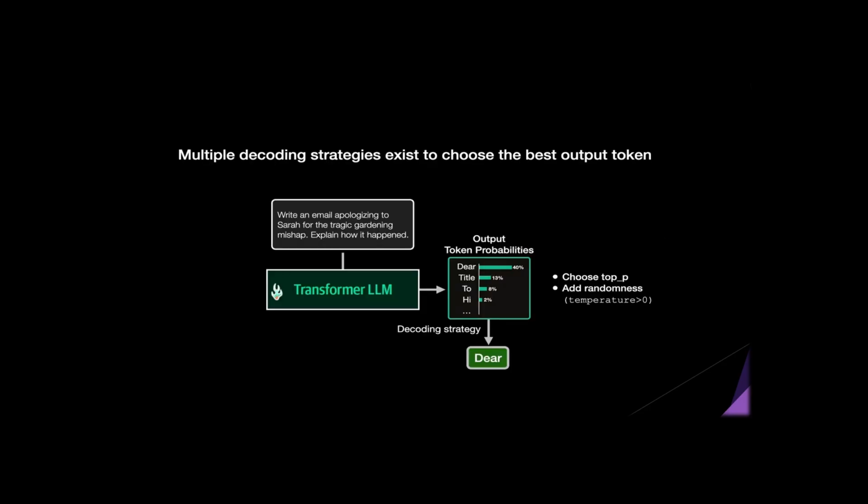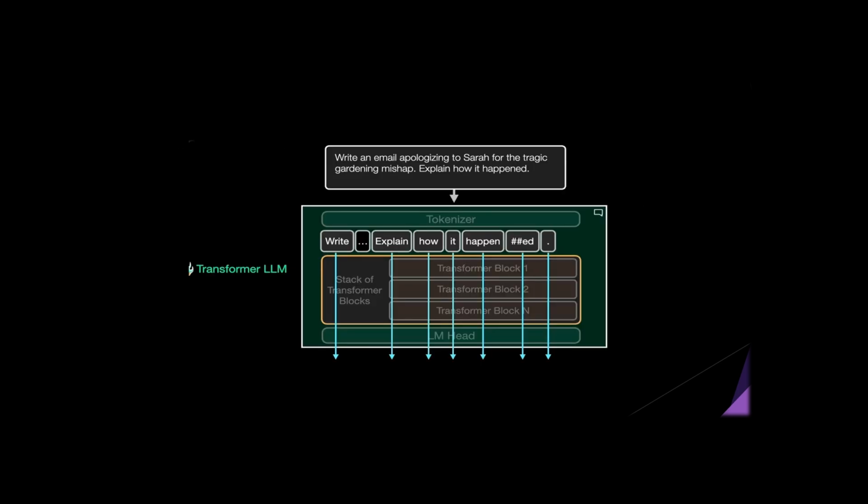For example, if the model predicts title as the first word, it might begin by generating the subject of the email before continuing with the rest of the content.